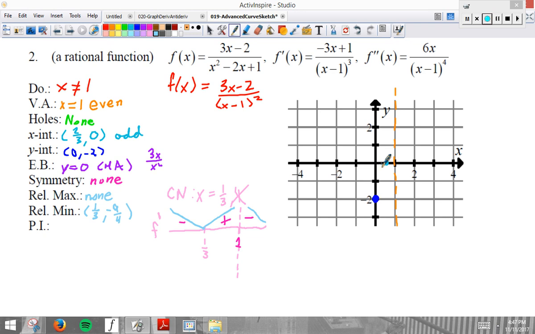1/3 is going to be closer to 0. And negative 9/4 is slightly further down than 2. It's okay if we exaggerate it a bit.